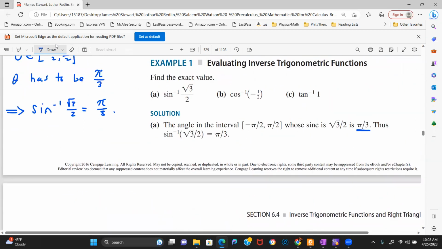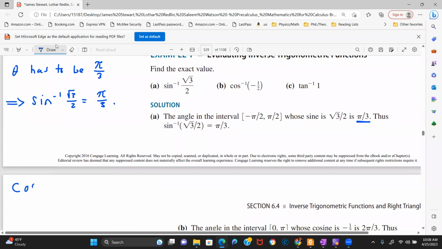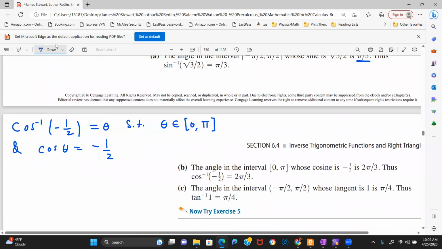All right, so now for cosine inverse. We have cosine inverse of negative 1/2, which is going to be some angle theta such that theta is in here between 0 and pi, and this angle theta has to be such that, this is the critical part, cosine of theta is equal to negative 1/2. So remember, cosine gives you the x coordinate. So we have a negative x coordinate.